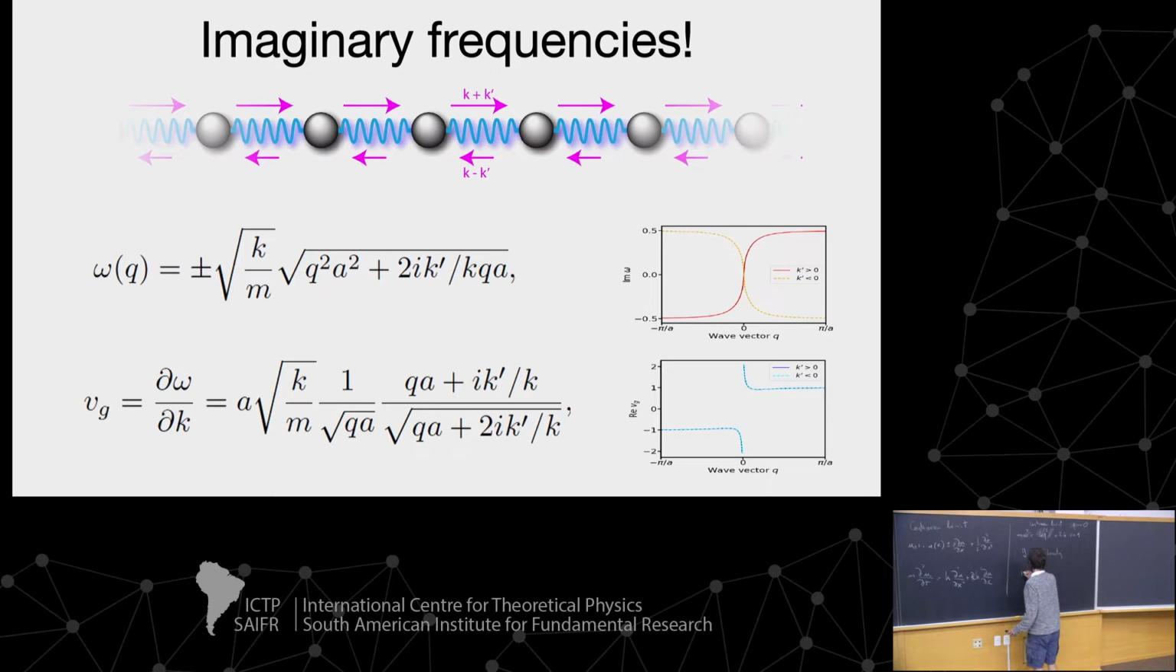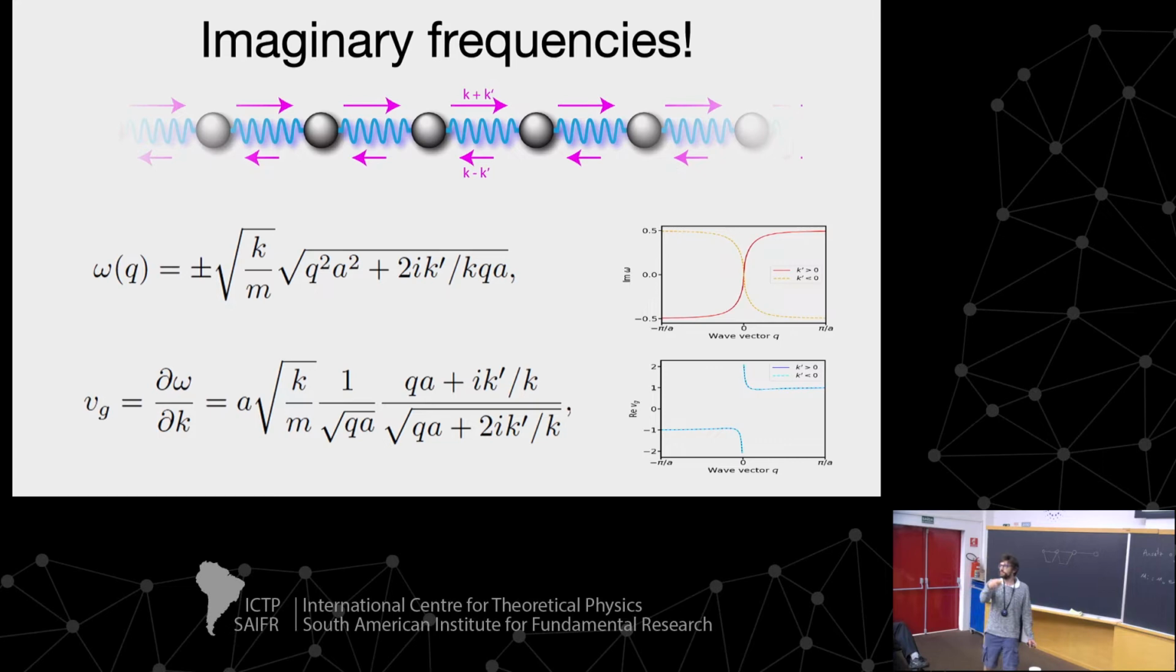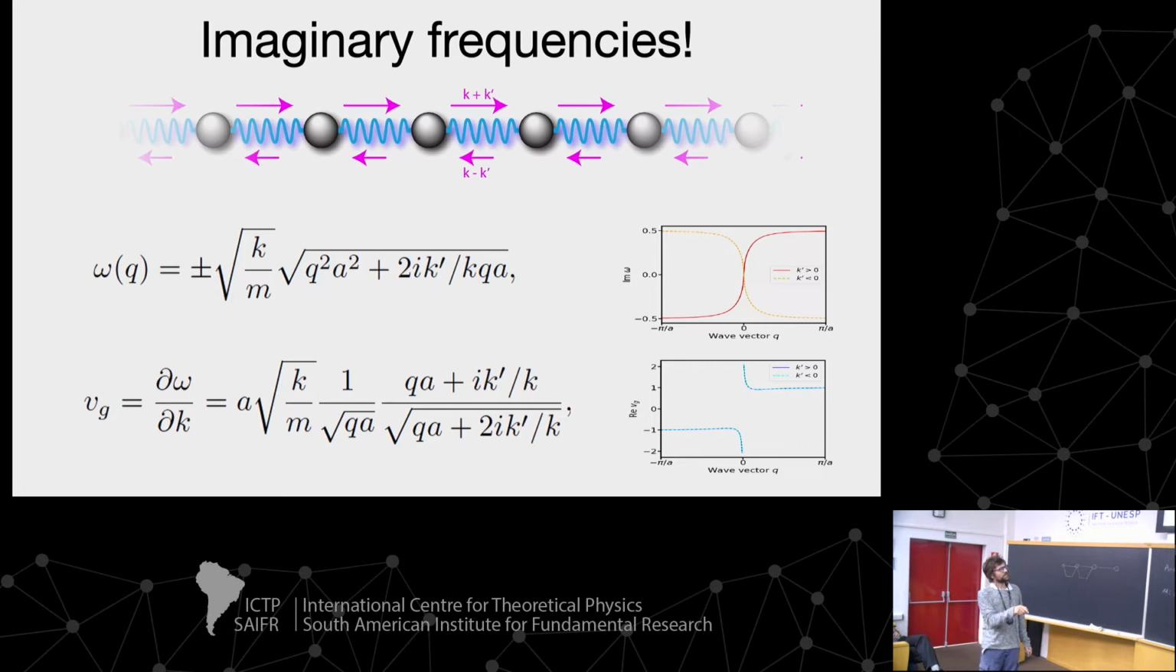Vg is the derivative of omega with respect to k, right? And so you know which waves go forward: the waves that go forward are the ones that have a positive real part of the group velocity. And you see that here, if I look at this positive wave vector, all those waves, regardless of the sign of k prime, have a positive real part of the group velocity, so that means there are forward waves. And when k prime is positive, the forward waves are the ones that are amplified, and the backward waves are the ones that are dissipated.